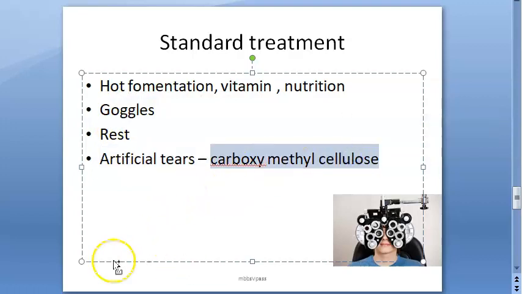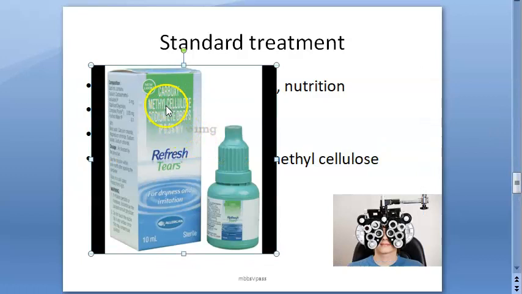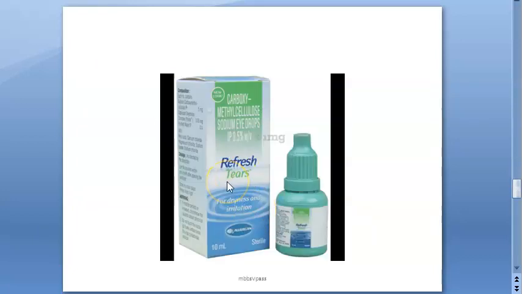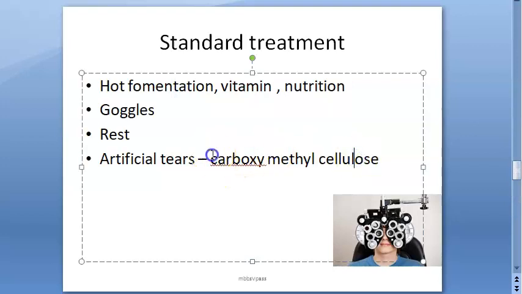Carboxymethyl cellulose is what? Artificial tears, right? Look at this, guys. Carboxymethyl cellulose. Sometimes it could be hydroxypropyl methyl cellulose. So at least methyl cellulose is common. Remember methyl cellulose, guys. Carboxymethyl cellulose, write this everywhere. Okay.